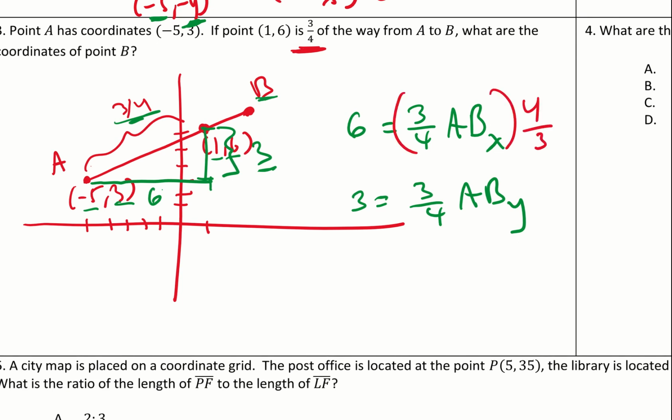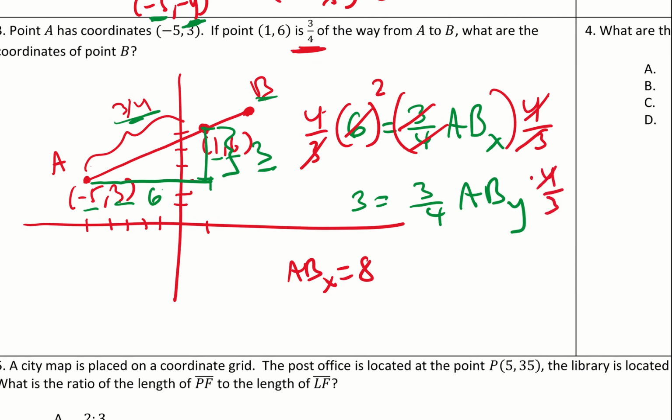We'll multiply by the reciprocal, which is 4/3. So 6 divided by 3 is 2. 2 times 4 is 8. So we got that ABX is 8. Let me write that over here. And let's do the same thing here. Multiply by 4/3 to cancel that out. 3 divided by 3 is 1. 1 times 4 is 4. So ABY is 4. What that means is that you're going to go 8 spaces to the right, 4 spaces up from A.